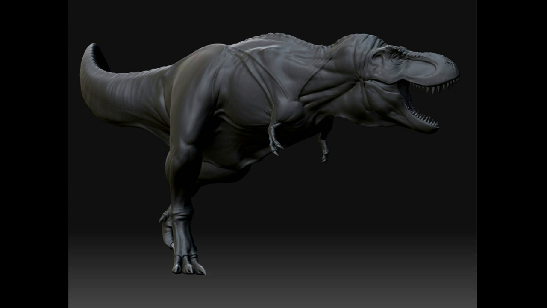But I have to say that maybe, because I had really little study on the anatomy of dinosaurs, the result of my model is quite fine. I'm quite happy with the overall shape of my model.